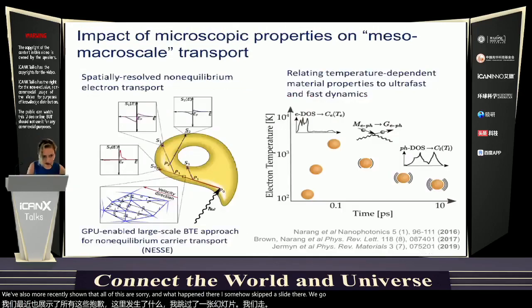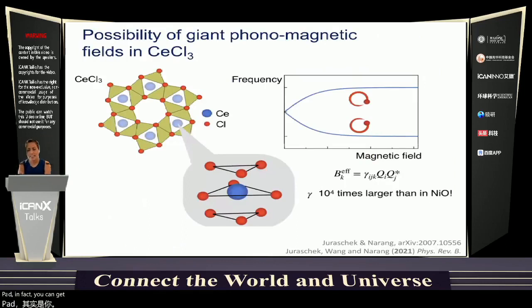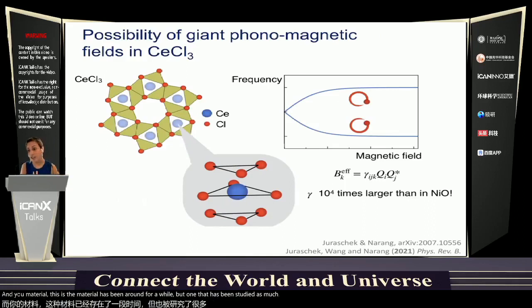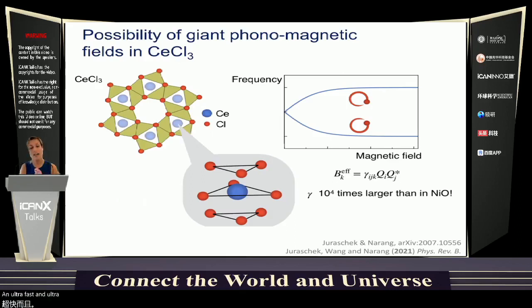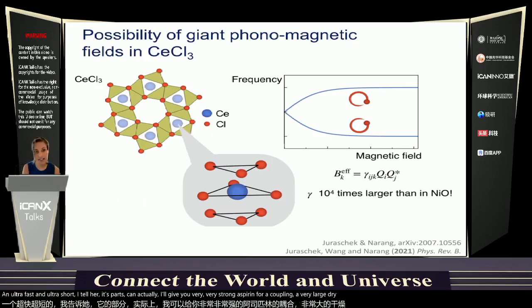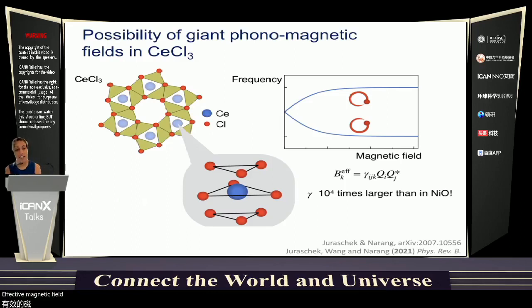There we go. That in fact, you can get some of these same effects in a new material. This is a material that's been around for a while, but one that hasn't been studied as much. These rare earth trihalides, including, for example, cerium trichloride, where these coherent phonon dynamics in response to, say, an ultrafast and ultrashort terahertz pulse can actually give you very strong spin-phonon coupling and very large, giant even, phonomagnetic effective magnetic fields, much higher than what you see in nickel oxide.